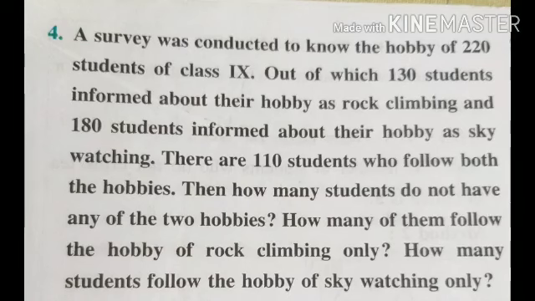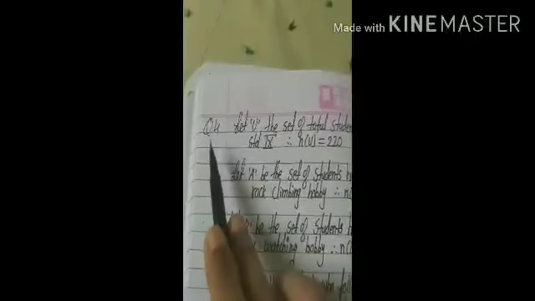After that, 180 students informed their hobby is sky watching. It means n(B) = 180. There are 110 students who follow both the hobbies. Both means common, and common means intersection. Here n(A ∩ B) = 110. In this question we have to find out the students who do not have any of the two hobbies, only rock climbing and only sky watching students. We will solve question number 4.